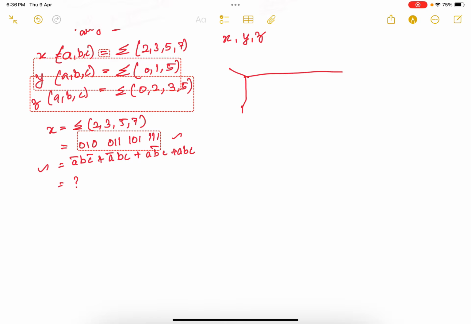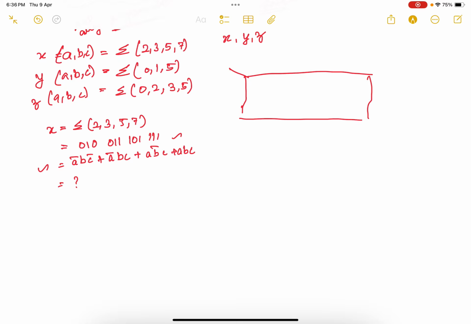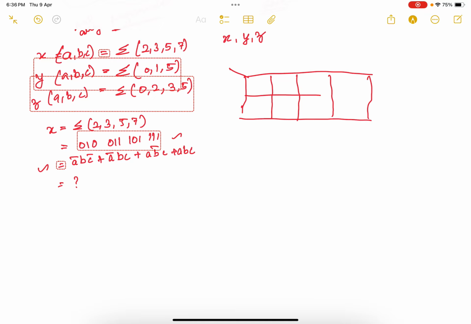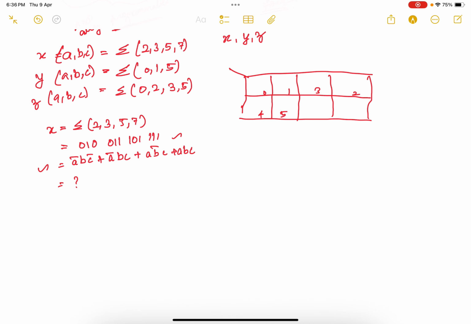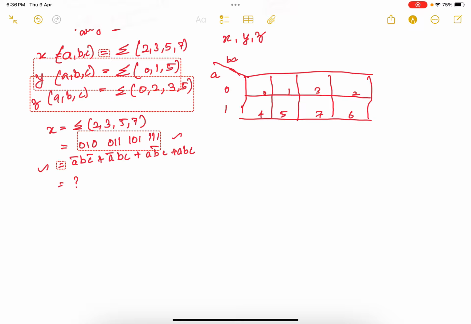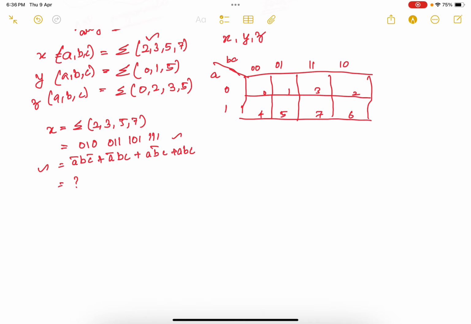Already we know Karnaugh map reduction. Since it is a 3 variable Karnaugh map, I am drawing a 2 cross 4 matrix, where the numbering is 0 1 2 3 4 5 6 7. And here the variables will be, for example, ABC. A can take either 0 or 1. BC can be either 0 0, 0 1, 1 1 and 1 0. So the first term they have given as 2 3 5 7, where the output is 1.